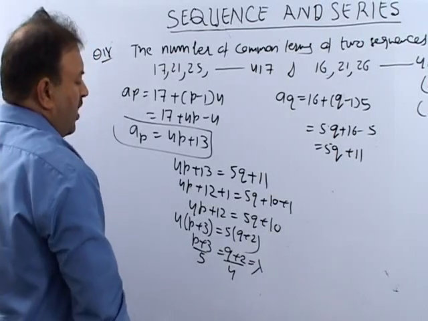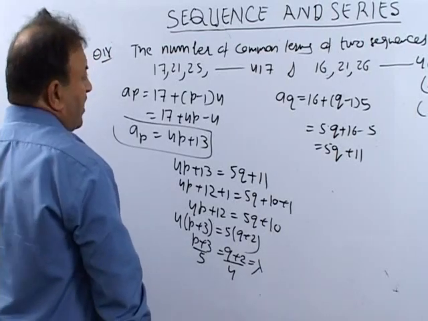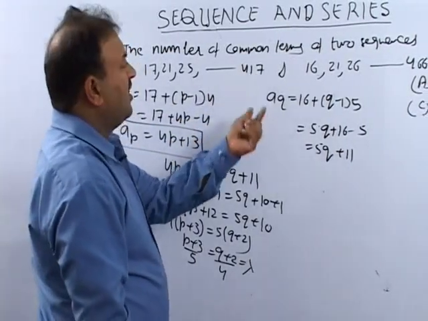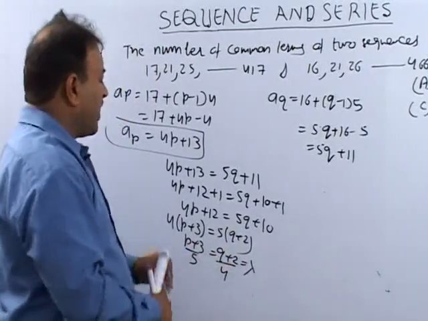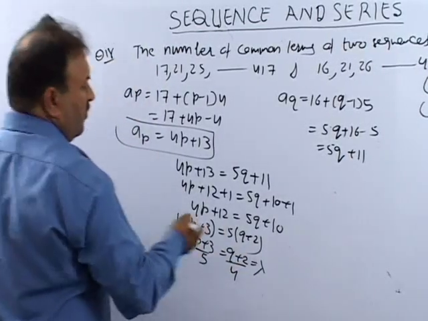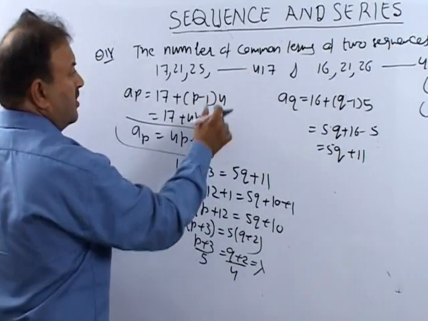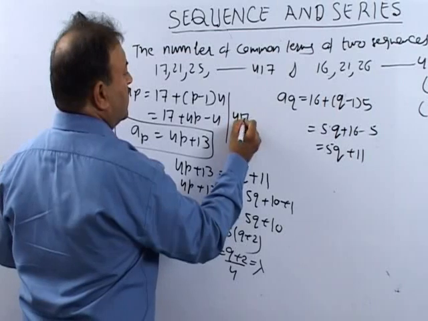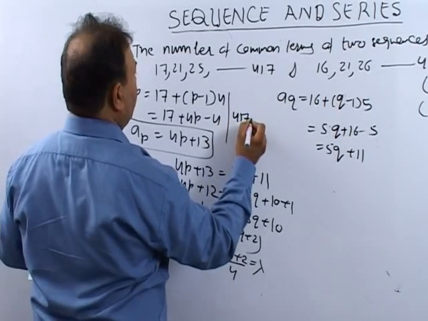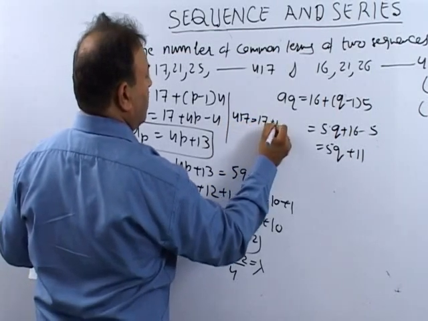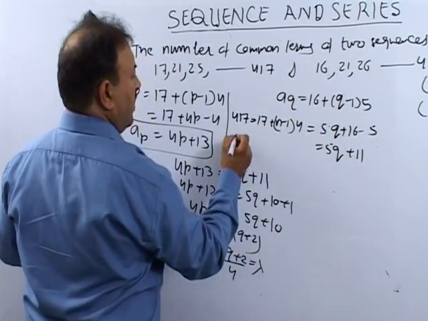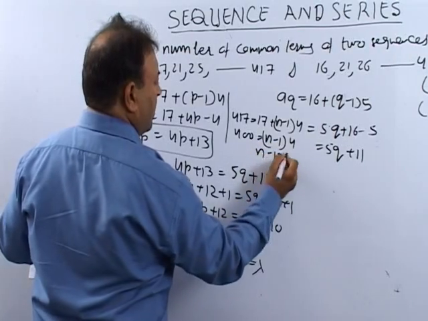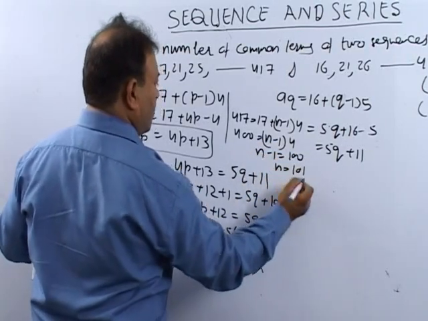Now one thing is sure: whatever common term comes here is less than 417. We find out the number of terms in the series given up to 417. 417 is equal to 17 plus (n minus 1) into 4, so 400 is equal to (n minus 1) into 4, n minus 1 is 100, n is equal to 101.